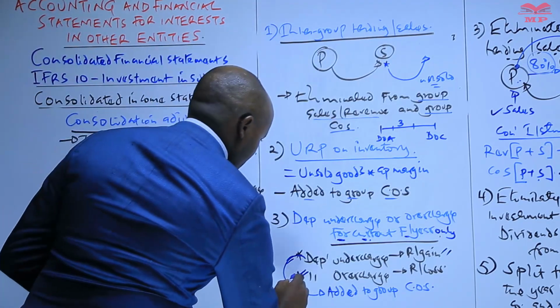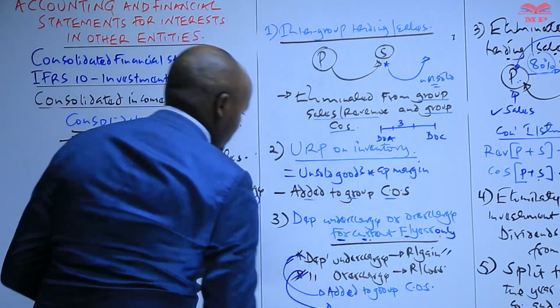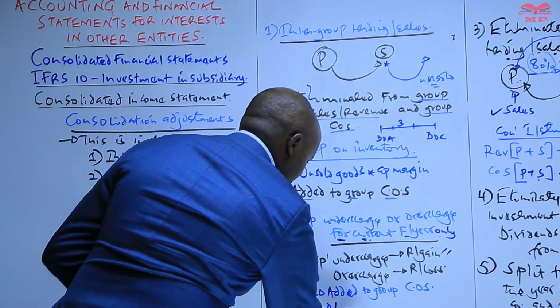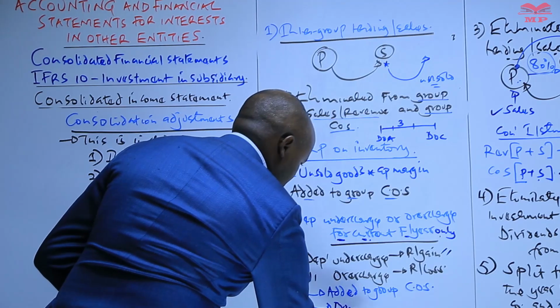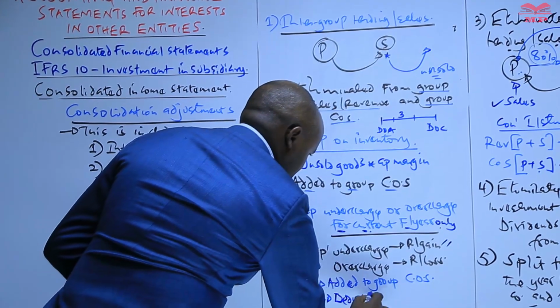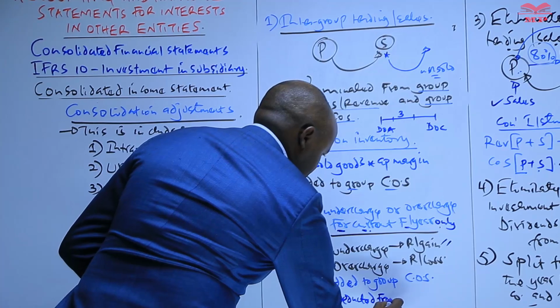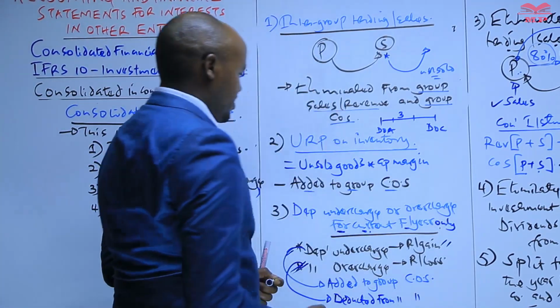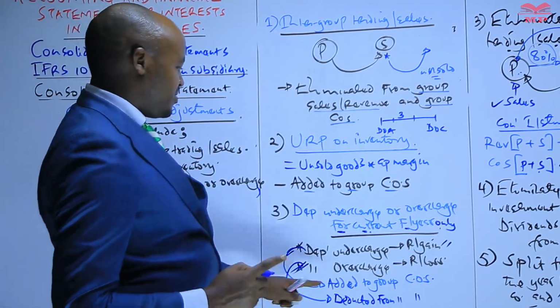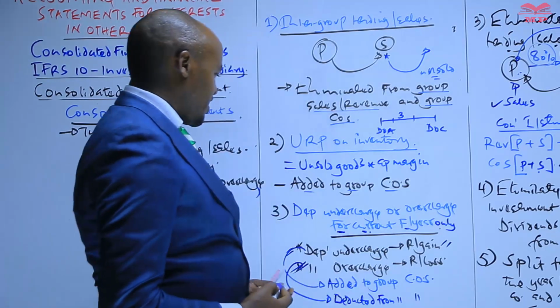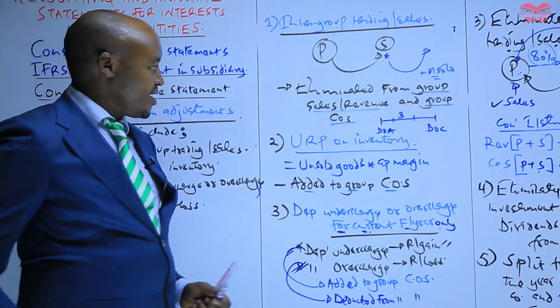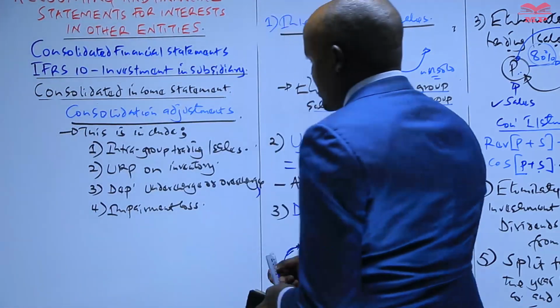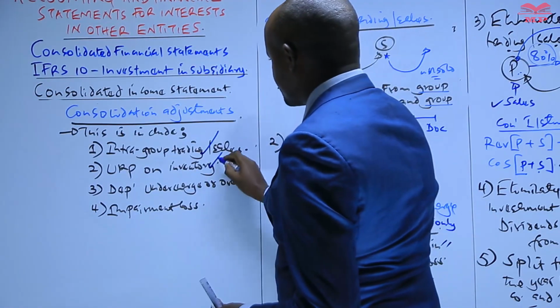Then in case there was a depreciation overcharge for the current financial year, this one should be deducted from the group cost of sales, and purely that is depreciation overcharge for the current financial year only. So that is the other adjustment here.